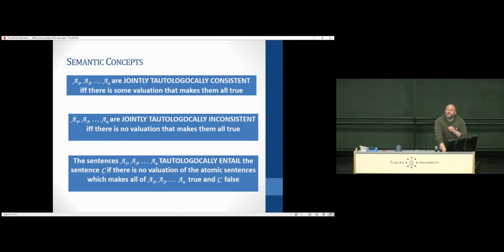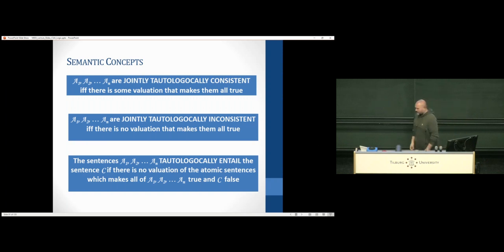So, to get to the big money, we got to go through something kind of weird. The way we're going to go through is we're first going to define a notion called tautological entailment. That is the bottom one here. We will say that some sentences, A1 through AN, tautologically entail some sentence C, if and only if there's no valuation of the atomic sentences that makes A1 through AN true and C false.